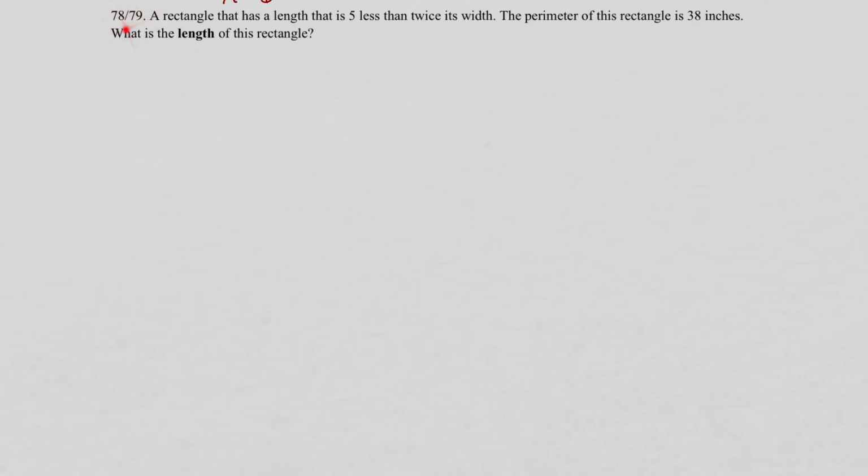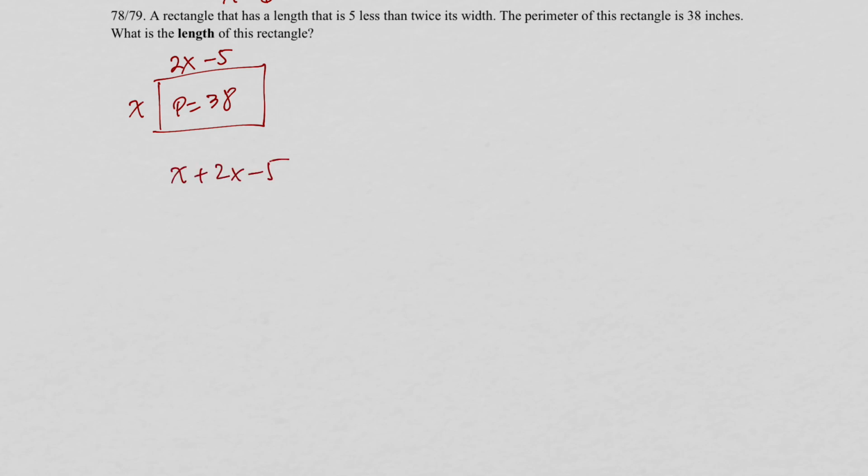All right, number 78, 79. A rectangle that's 5 feet less than twice its width. So let's draw the rectangle. We don't know the width, so I'll put x. But 5 feet less than twice the width. And the perimeter is 38. So if I take 2 of the sides and add them up, that's half of the perimeter. I've only gone halfway around. So to get the other 2 sides, I can multiply this by 2, and now that's 38.